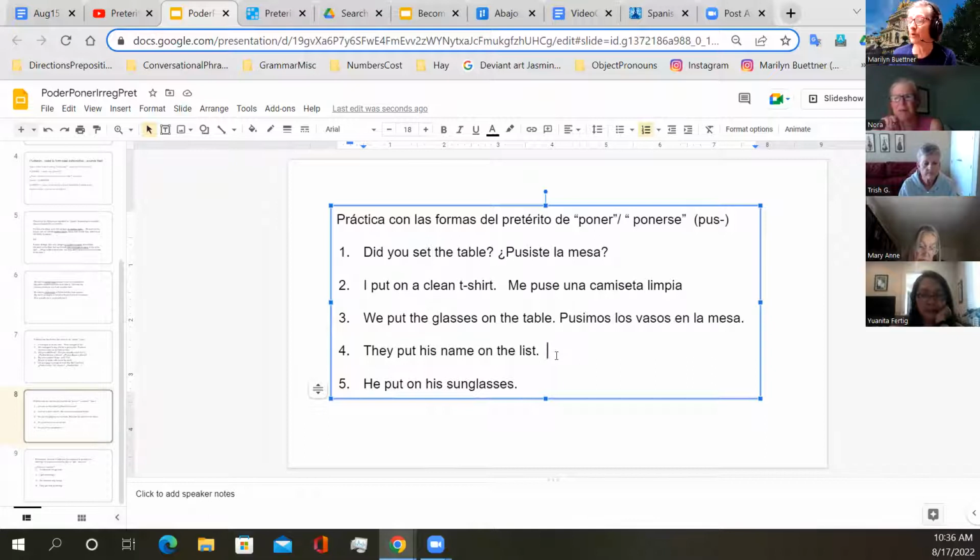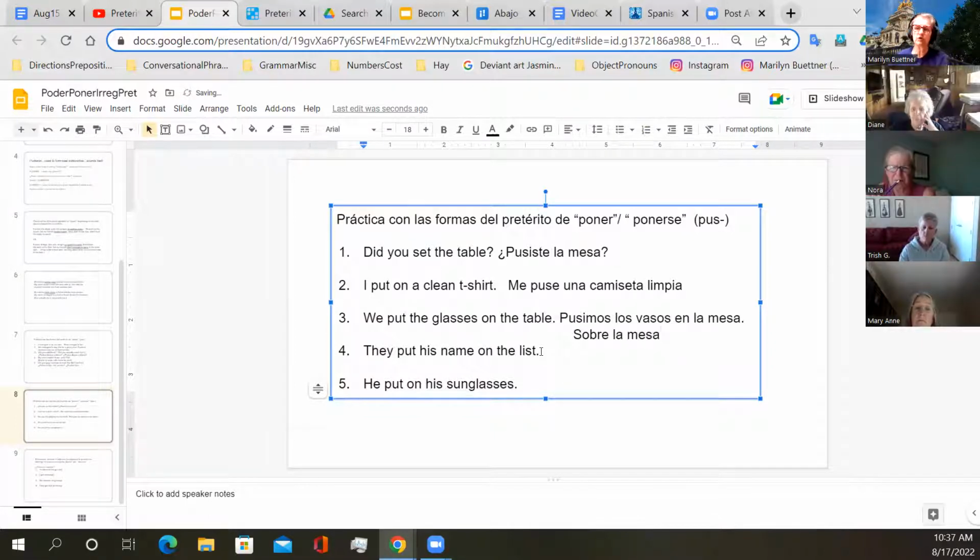Okay, Madeline, quick question, I wanted to say sobre instead of en. That's maybe for another lesson. Oh, sobre. No, está bien. That's okay. Es buena pregunta. This is actually a good question, and it's easily answered. Could you say sobre la mesa? Yes, you could.